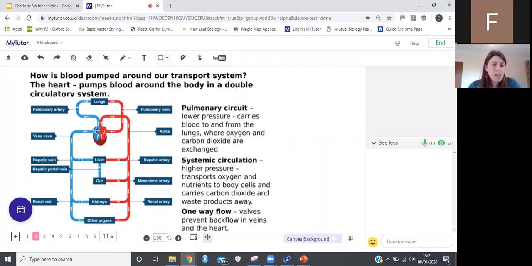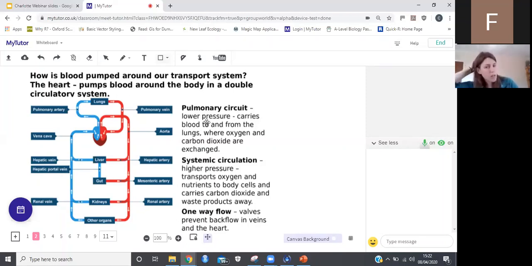So blood travels in our pulmonary circuit, which is this circuit here. It goes through the pulmonary artery to the lungs, picks up lots of oxygen, and then travels back to the heart again. The pulmonary circuit is under a lower pressure. From our heart to our lungs isn't too far. They're all within our chest cavity, and so the blood doesn't need to be at a super high pressure to get there.